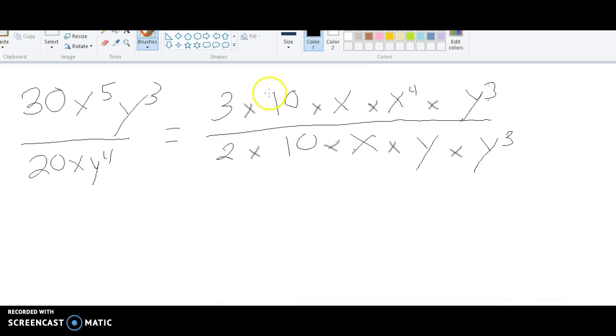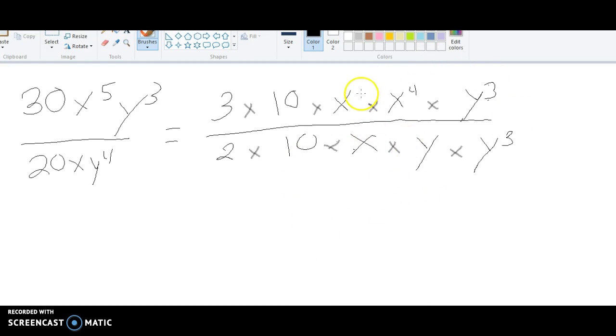So you just break the answer down. What we got, 30x to the 5th power y cubed over 20x y to the 4th power, we break down to 3 times 10 times x to the 4th power times y cubed over 2 times 10 times x times y to the 3rd power.